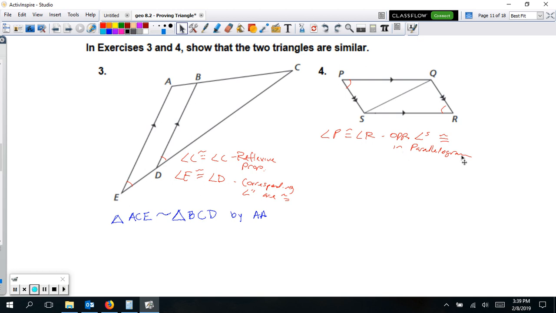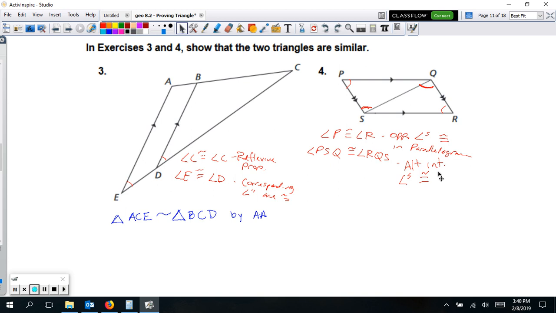And then this diagonal from S to Q would be considered a transversal because of the parallel lines here. And so again, with alternate interior angles, we can also see some congruent ones. So those alternate interior angles are congruent. So we can then show that PSQ, this angle right there, is congruent to RQS, this one here, because of the alternate interior angles congruent theorem.